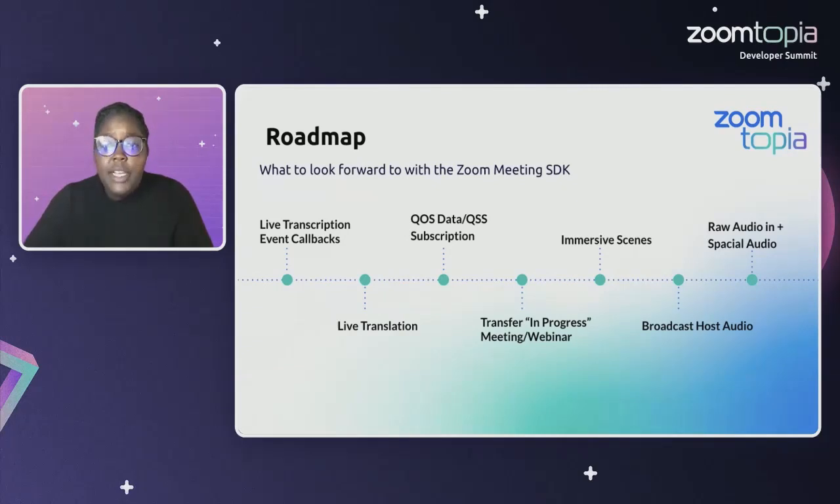Next, we have our transfer in progress meeting and webinar. When your end user is in a meeting or webinar, they're going to be able to transfer from wherever they are. So they could be in a client, and they can transfer over to an embedded device. Anything that's running a meeting SDK will be able to transfer over. This offers a fast and seamless transition and transfer from a Zoom client to an SDK device.